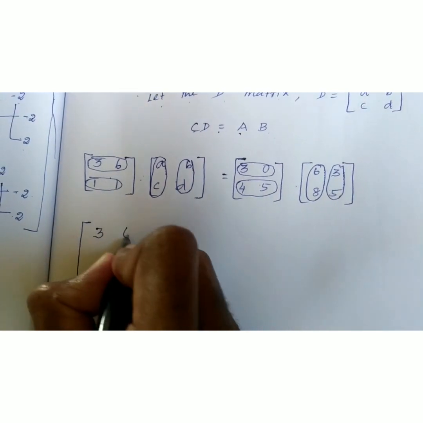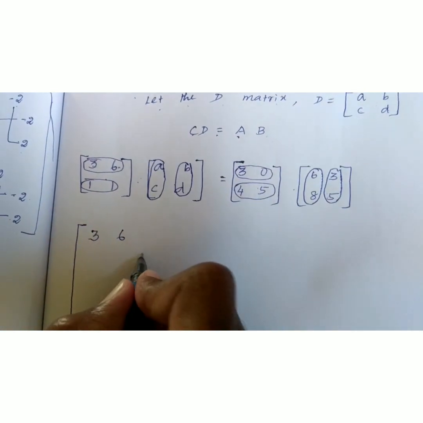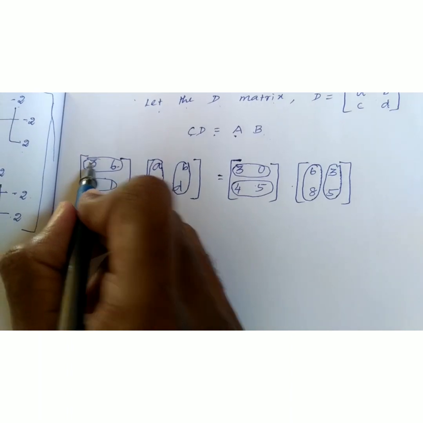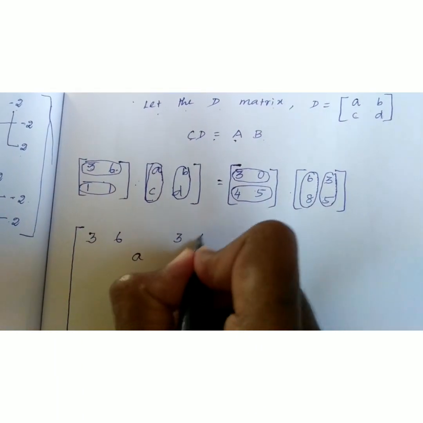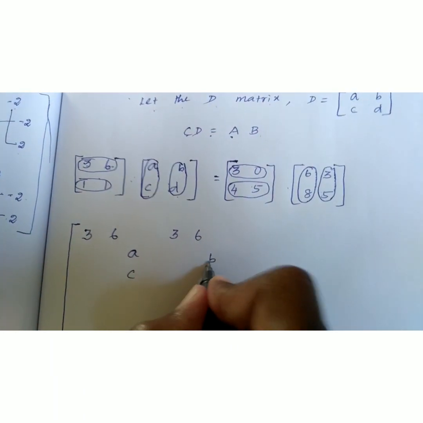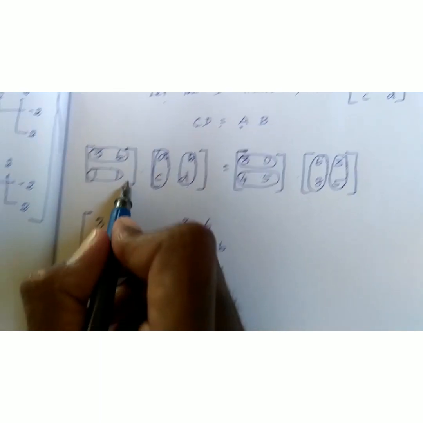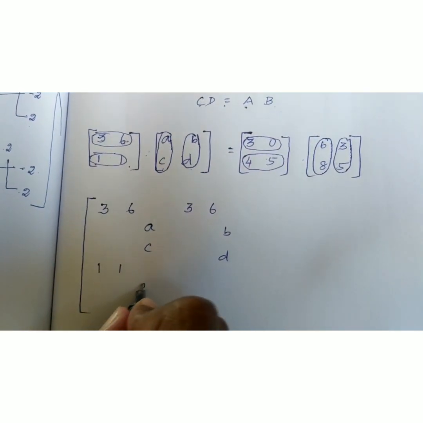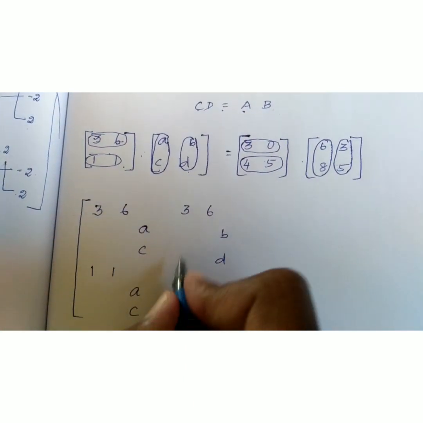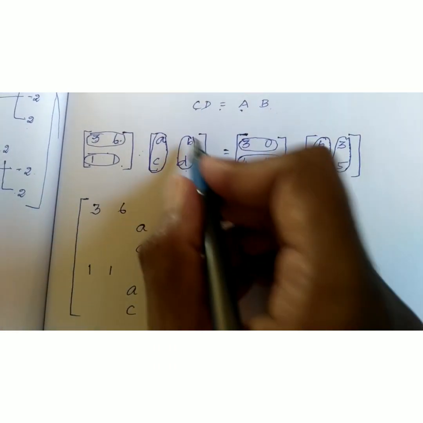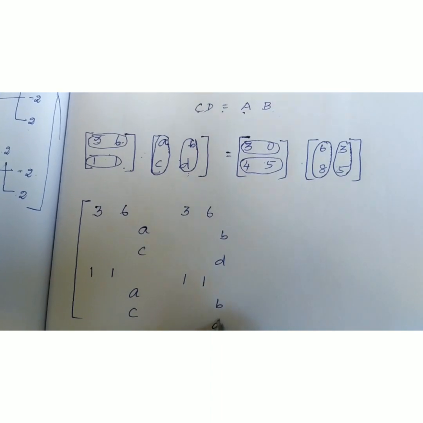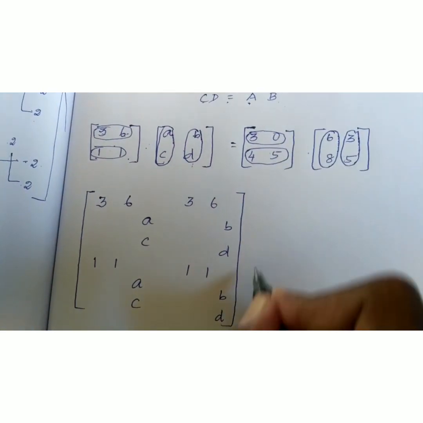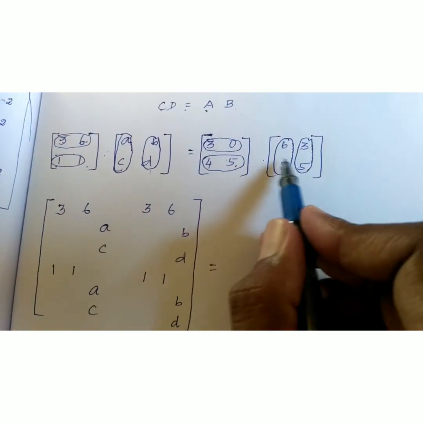First row 3, 6. This first row into first column. First column is A and C. Again first row into second column B and D. Then come down. Second row into first column. What is the second row? 1, 1. First column is A and C. Again second row into second column B and D equal to.